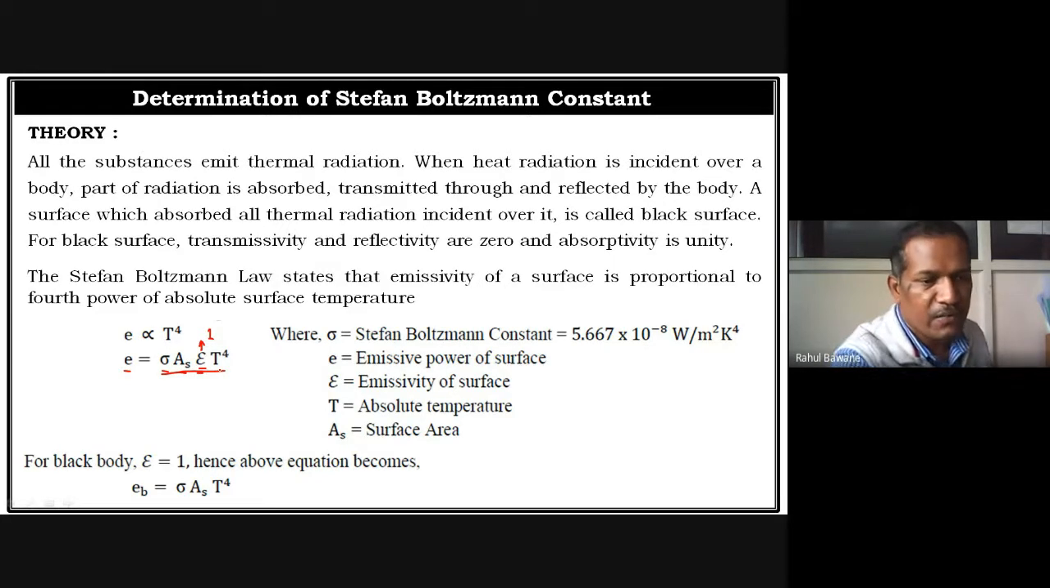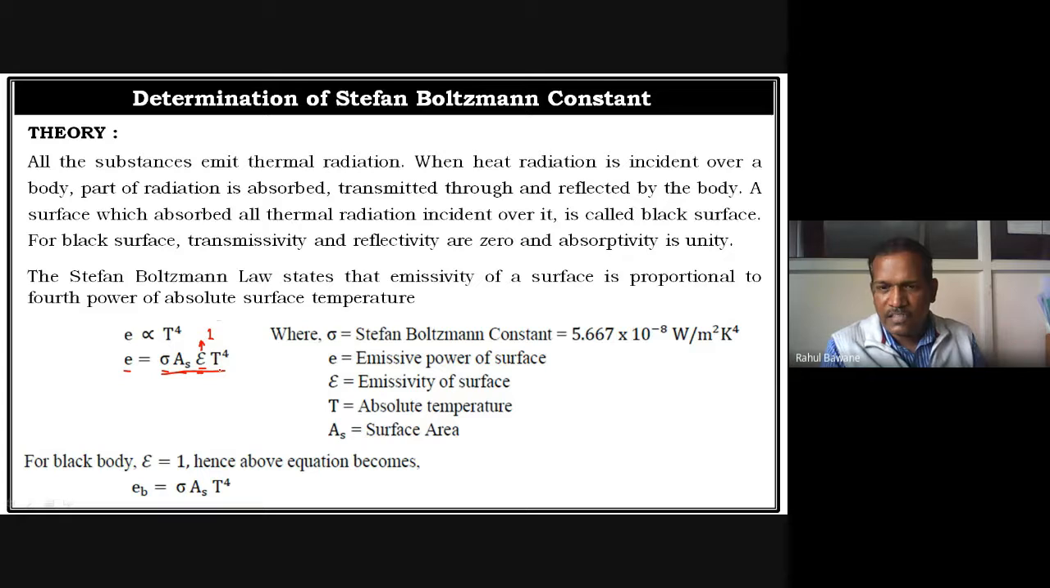What is the standard value? The standard value for the Stefan Boltzmann constant is 5.667 into 10 to the power minus 8 watt per meter square Kelvin to the power 4. No doubt, the exact same value is not possible on our experimental setup. If it comes, then it is just luck by chance. In actual, our experimental setup is not that highly calibrated, and the conditions we are performing our experiment in are not standard conditions.